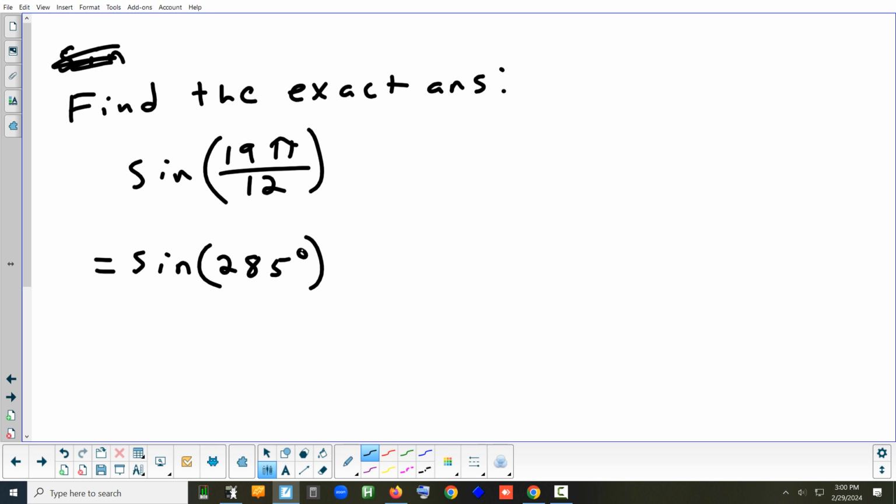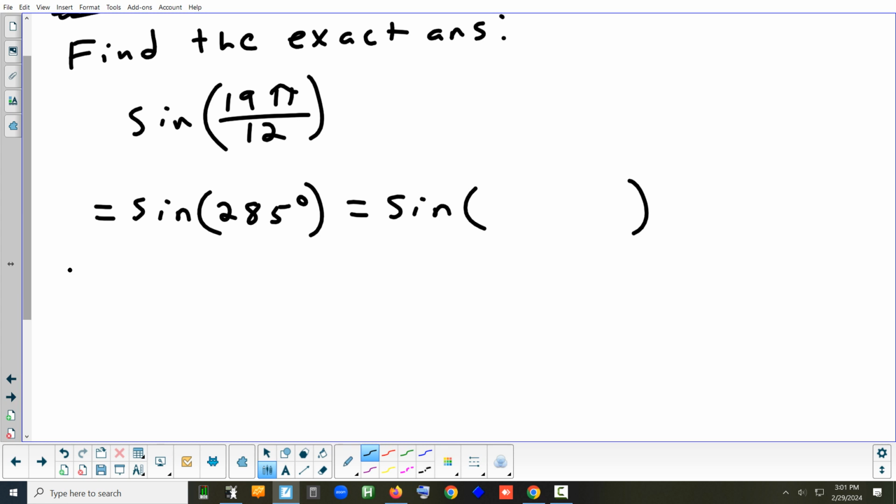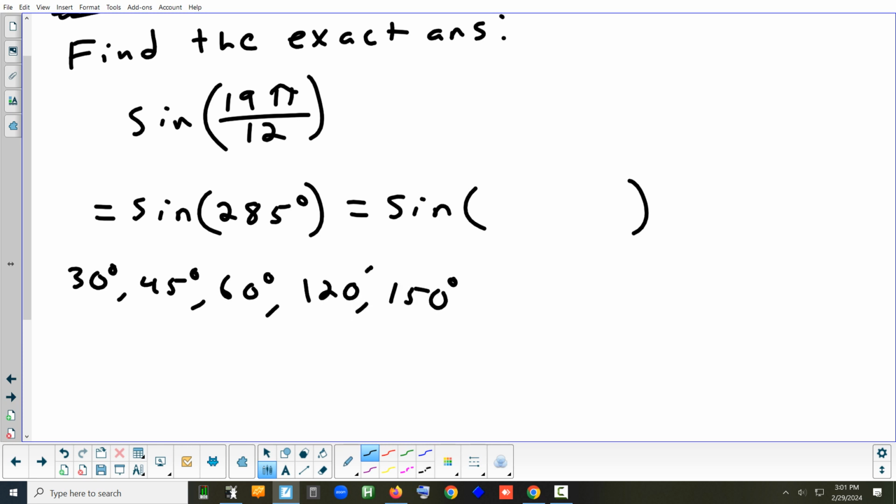So now we just have to figure out how we can write 285 as either a sum or a difference. So if you get stuck, what you can do is list the angles off to the side that you can use. 30, 45, 60, 120, 150, 135. Okay, any of the angles that we use on the unit circle, you just got to come up with 285 somehow.